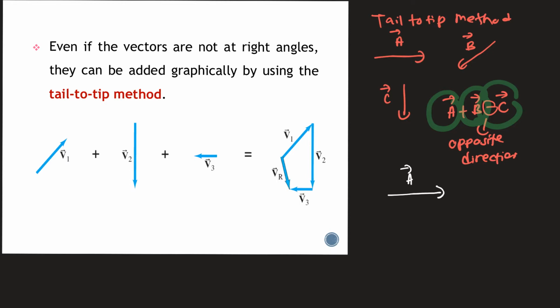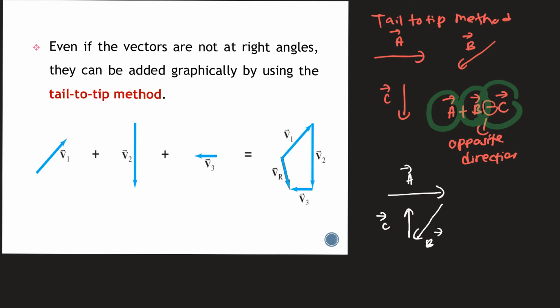Make sure that you label. Okay, and then B, like that. Okay, and then C. Because it's negative here, so the original is pointing downward, it's going to point upward. Okay, so this diagram is not complete.